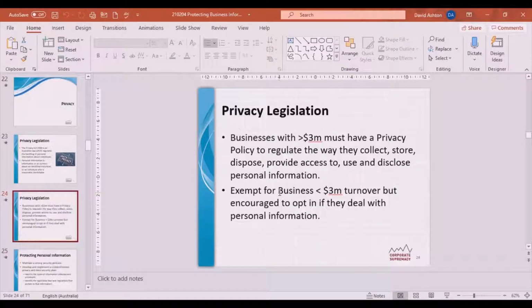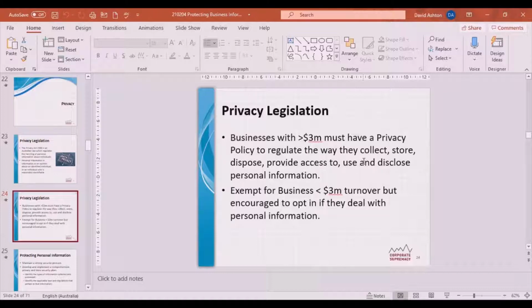That's essentially what the privacy legislation and the principles outline. Businesses with turnover greater than 3 million must have a privacy policy, covering the way they collect, store, dispose of, provide access to, use and disclose personal information. You're exempt if under 3 million, but you are encouraged to develop a policy.